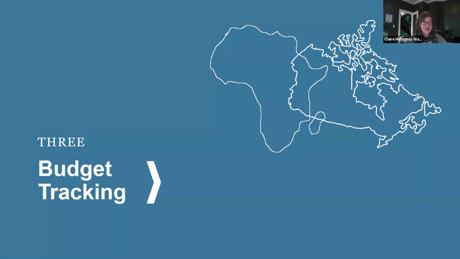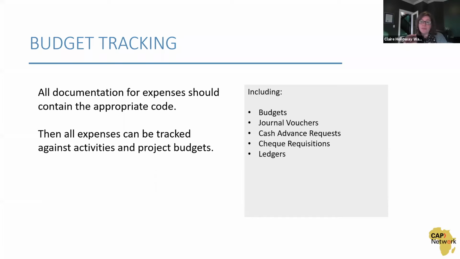The main parts. So how do you use these codes? How do you track these expenses against your various budgets? The most important piece is that every piece of documentation for an expense should contain the appropriate budget code. That way, every single expense that you incur along the way can be tracked against activities and project budgets and ultimately against your organizational budget.